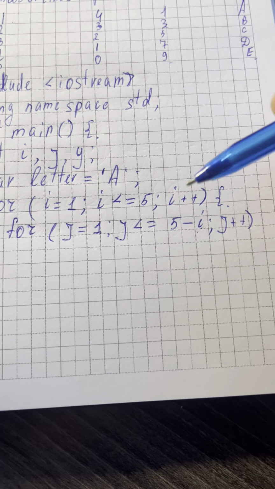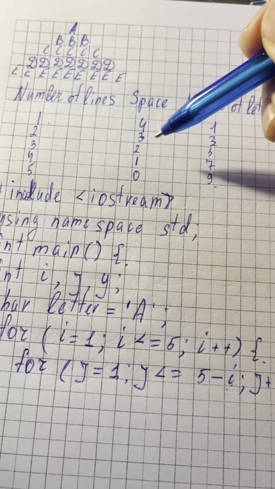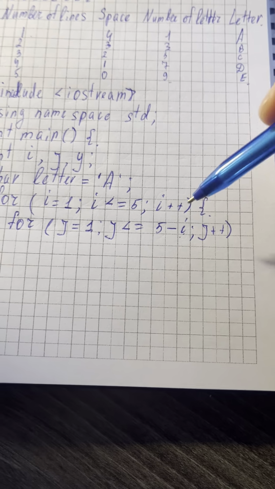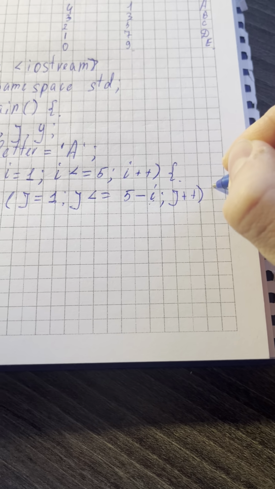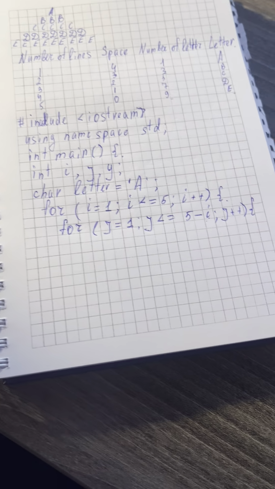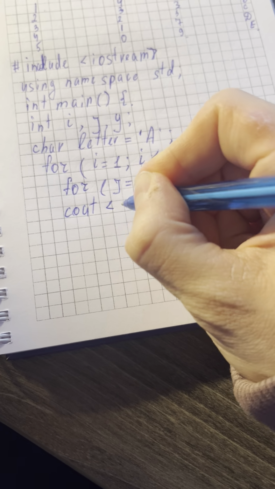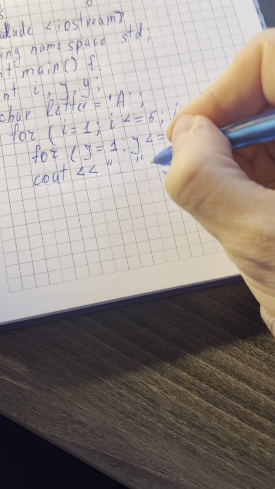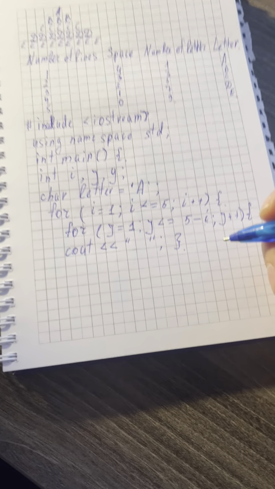So we can see this 5 minus 1 is 4. For the next line we have 3 spaces. So here we will have 5 minus 2 is 3, and 5 minus 3 is 2, and so on. Here we just type on our screen a space. So we'll have space here, and then our cycle is finished. That is about our spaces.